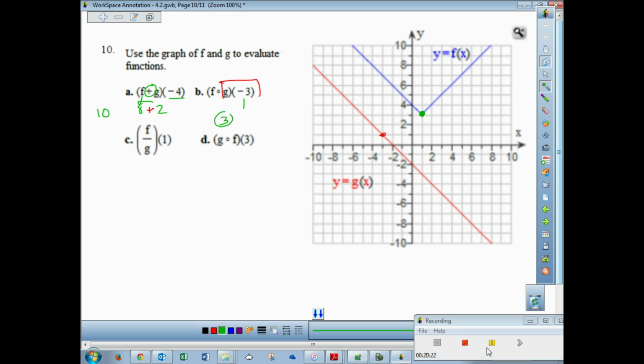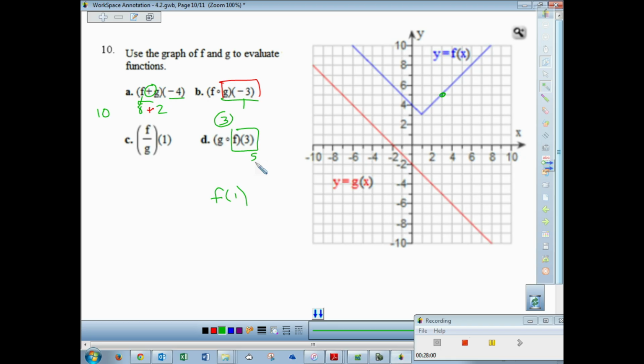Yes, no, maybe? Again, let's do that on D. The composites are the goofy ones. Who do you figure out first, G of 3 or F of 3? F of 3, let me erase all this cool stuff. That's the blue guy. Go to 3 on the x-axis. Follow him up. F of 3 is whatever this y value is. What is that y value? 5. So this guy spits out 5.